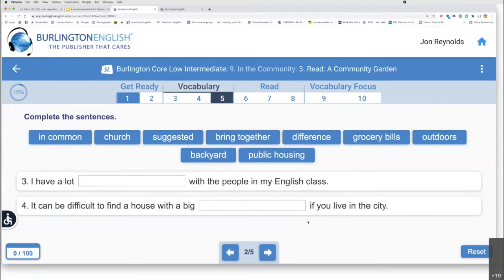Now, we haven't talked about any of these words, but just look at the words on the screen. Look at the words that you see there in blue. Which word or phrase do you think fits in number 3? I have a lot blank with the people in my English class. Which one do you think might be the answer? In common? Yeah, very good. In common.